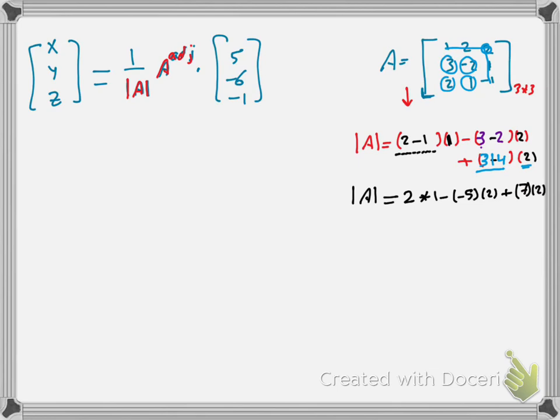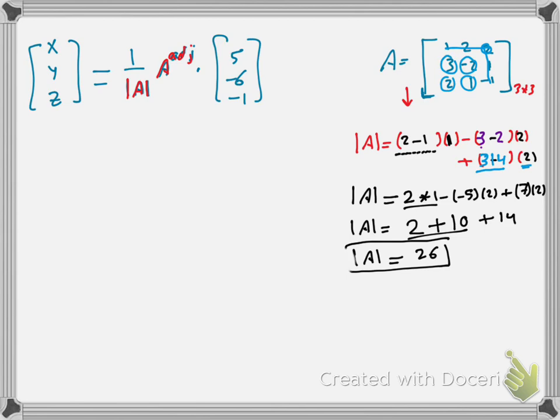Then you can simplify again. Then determinant A equals 2 multiplied by 1, just 2, and here I have negative, which will become positive, and 5 multiplied by 2, which is 10, and finally I have 7 multiplied by 2, which is 14. Now you can add all of them together. Then here I have 2 plus 10, which is 12, 12 plus 14, it will become 26. Then I have now with me determinant A.